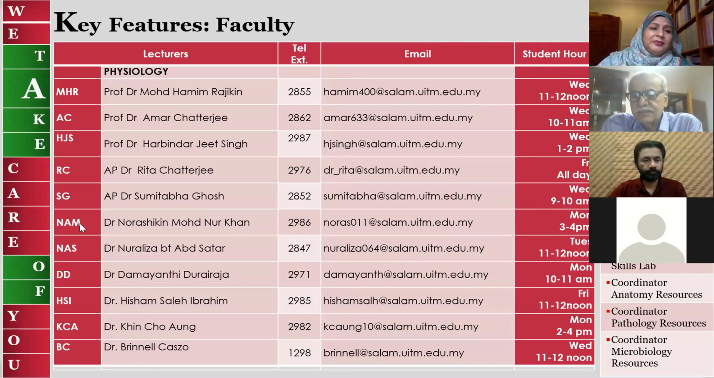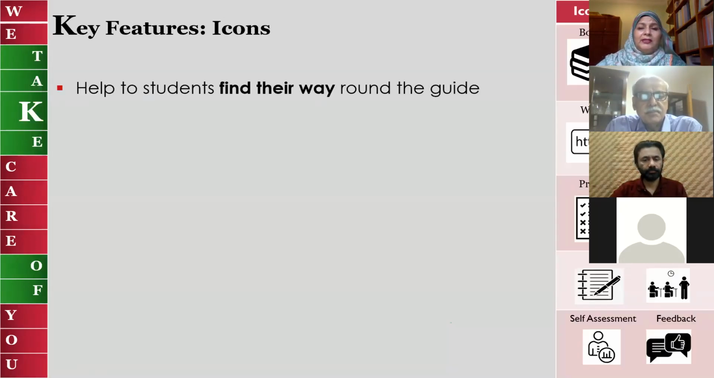And the thing which is important over here is that abbreviations are formed for the name of each and every lecturer, because these big names cannot be accommodated in the timetable. So there have to be some short forms which should be available. The other feature of the study guide is the icons.